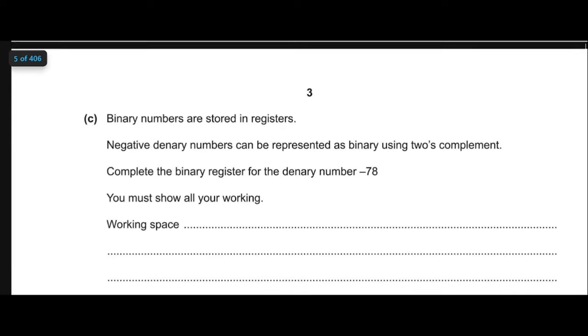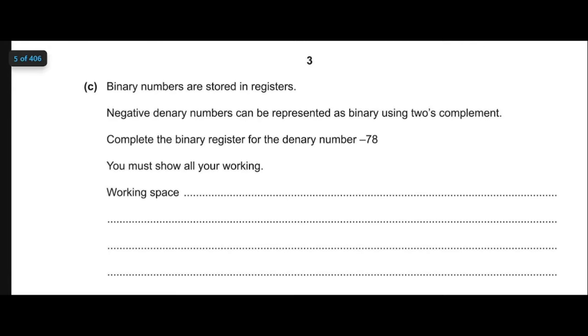Part C. Binary numbers are stored in a register. The register could be 8-bit, usually it's 8-bit, so just keep that in mind. Next, a binary number can be represented using two's complement. This is the method we use to convert numbers to negative numbers. Computers use two's complement to represent signed or negative numbers. Complete the binary register for the denary number -78.